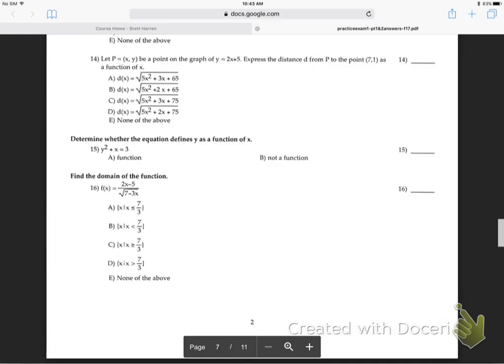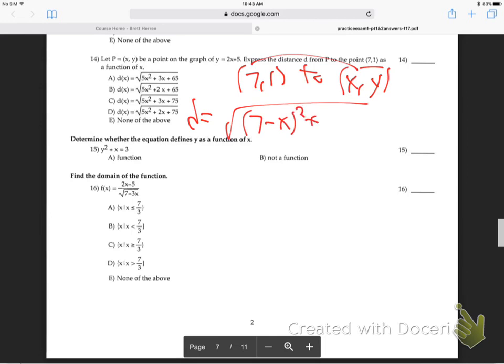Okay, and then number 14, the distance. So we did those just last time also, right? How do you find the distance? Well, it's from the point 7, 1 to x, y. Remember your distance formula? Square root of the difference of x's: 7 minus x squared, plus the difference of y's: 1 minus y squared. Like that. You got to FOIL it all out. And if you switch the order, that's okay. If you have x minus 7, y minus 1, same thing. Remember, the order doesn't matter because it's just squared.